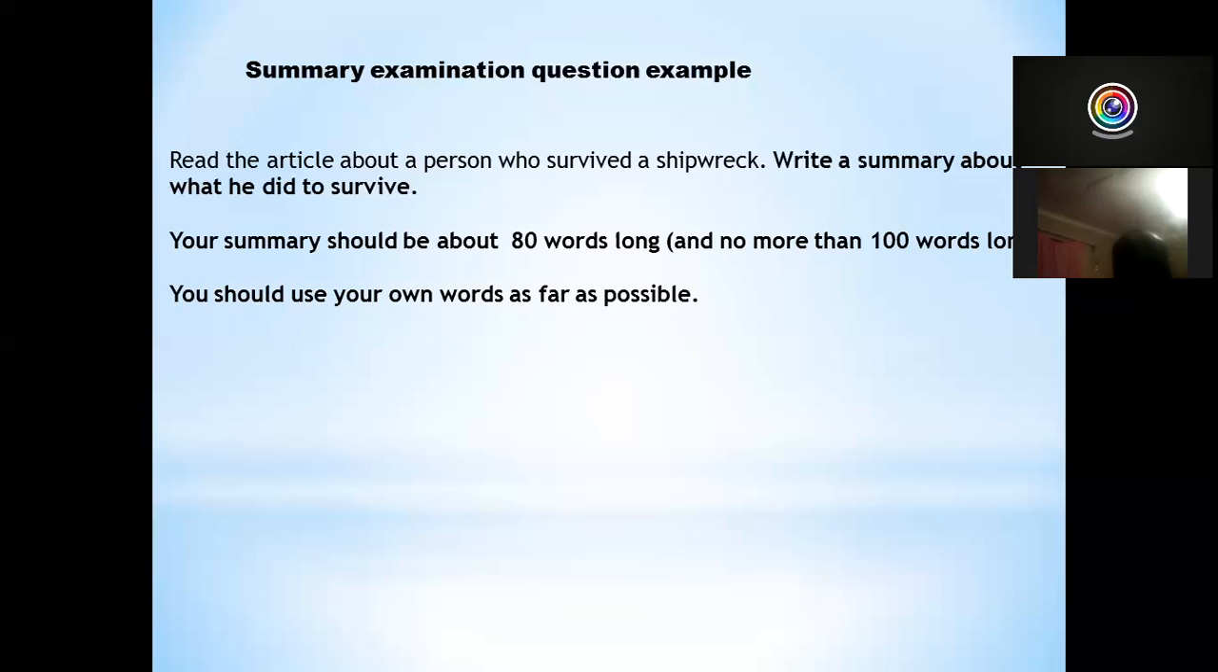And you should use your own words as far as possible. So we are going to learn how to do it. We are going to learn how you can use your own words, and you are also going to learn how to write a proper summary.